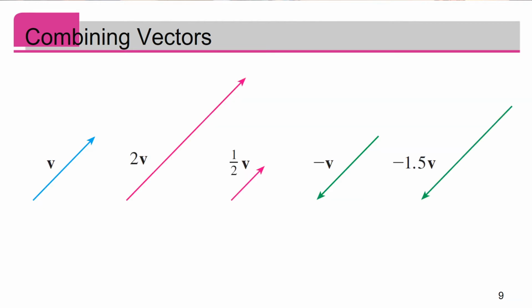Here's a few examples. I have vector v, and then 2v is the same direction as v, but it goes twice as long. 1/2 v just goes half as far. Negative v is just as long as v, but it goes the opposite direction. And then, of course, negative 1.5 v, opposite direction, and it's 1.5 times as long.